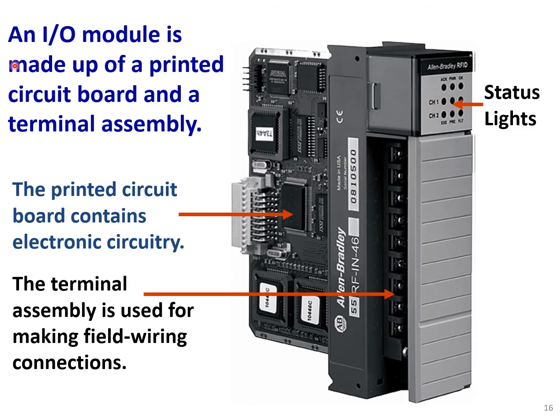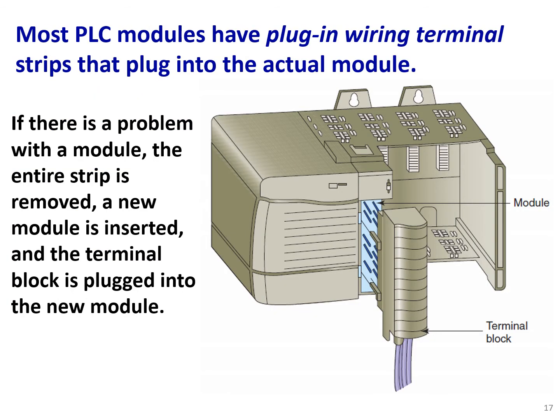An I/O module is made up of a printed circuit board and the terminal assembly. Okay, so this one is the printed circuit board and this one is the terminal assembly. The printed circuit board contains electronic circuitry. The terminal assembly is used for making field wiring connections. Yeah, so we could have a connection of field devices here, and here we have our main electronic circuit.